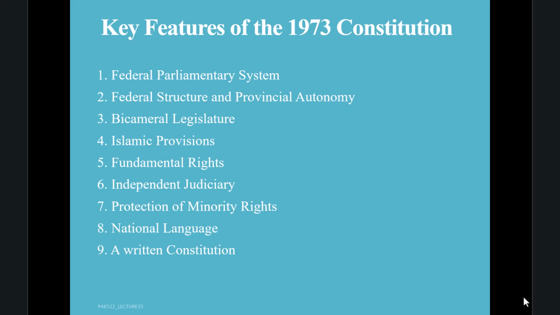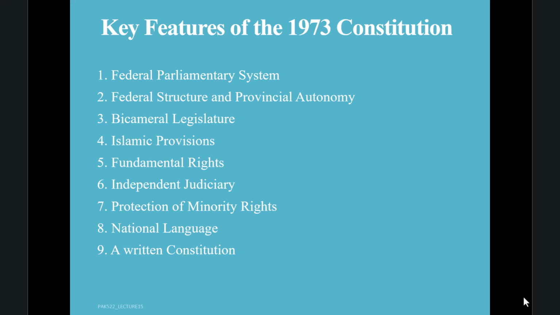So now the fundamental rights. The Constitution guarantees a comprehensive list of fundamental rights to citizens under Part 2, Articles 8 to 28. Like laws inconsistent with fundamental rights are void, security of person and protection of life and liberty, safeguards regarding arrest and detention, freedom of speech and expression, freedom to profess and practice religion, equality of all citizens before the law. These rights form the foundation of democratic governance and protect individual freedoms.